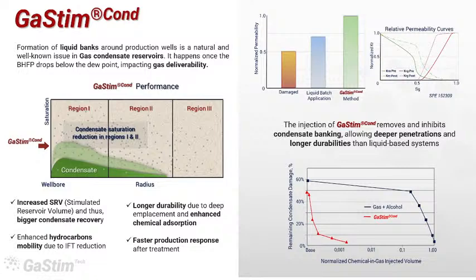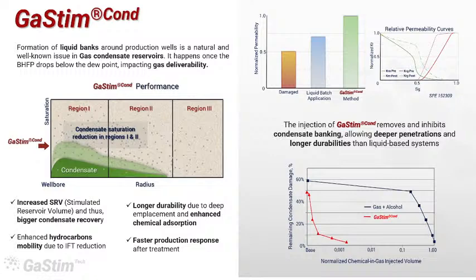With GaStim Cond, we can precisely accomplish that. And again, it will have all the advantages that we discussed at the GaStim concept, which is an increased stimulated reservoir volume and thus a bigger condensate recovery. It will have longer durabilities due to a deeper emplacement of the chemical and enhanced chemical absorption, and it will enhance the hydrocarbons mobility due to an interfacial tension reduction. So we basically try to introduce a surfactant type of chemical that will mobilize that liquid condensate system.